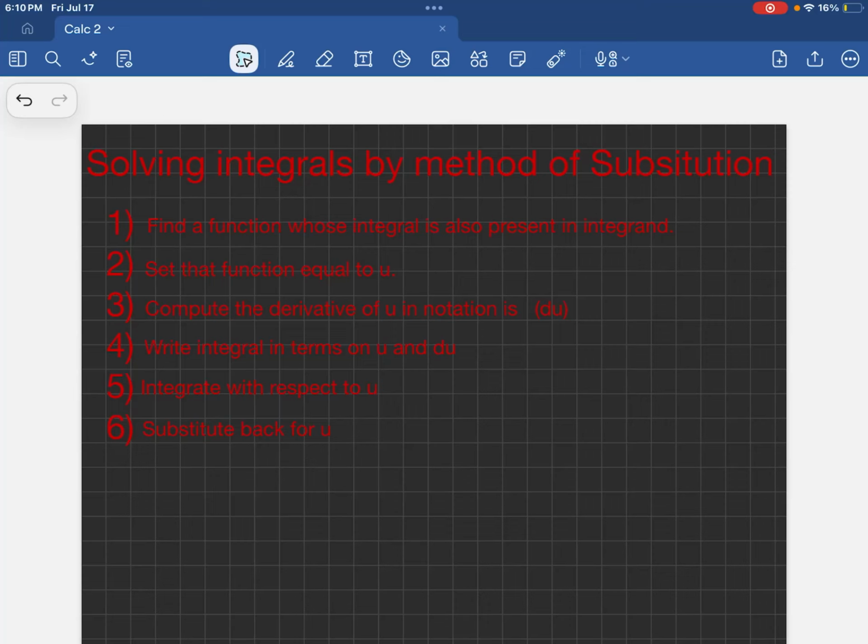Integrals by method of substitution. So step one, essentially what you're doing is reverse chain rule, or you could just say you're finding a function whose derivative is also present in the integrand.